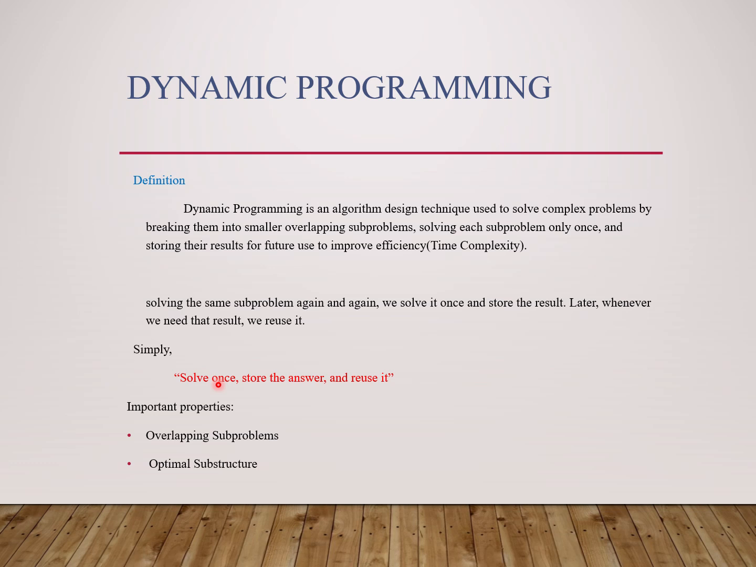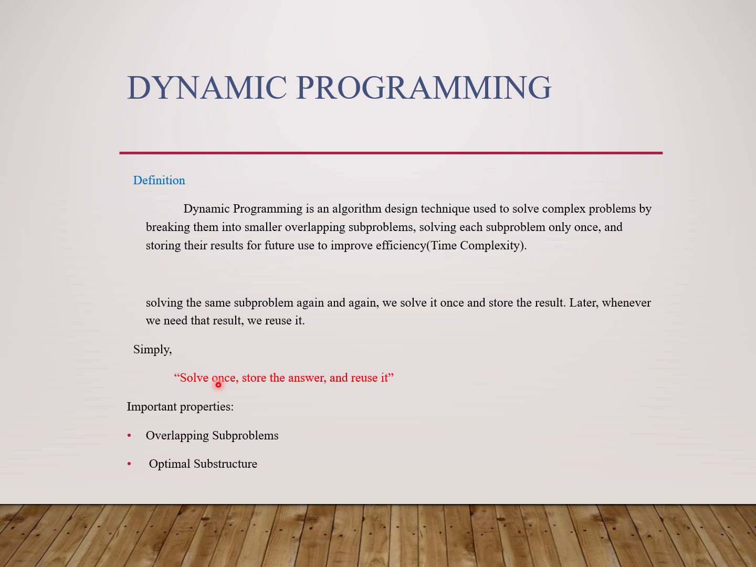The divide and conquer method is also used for solving complex problems. It divides the complex problem into subproblems, solves the subproblems first, and through the subproblems it solves the complex problem. The main difference is that divide and conquer solves the subproblems again and again, multiple times. This increases the time complexity.